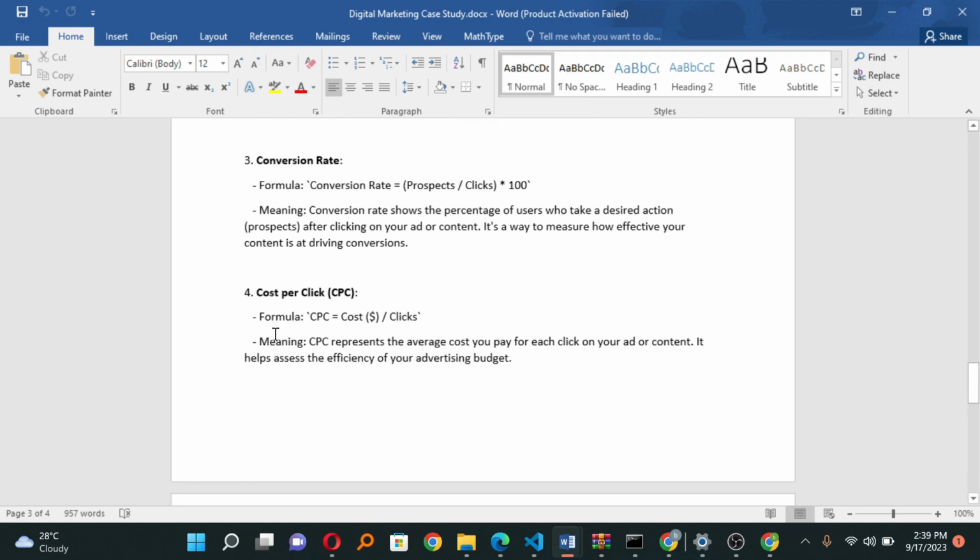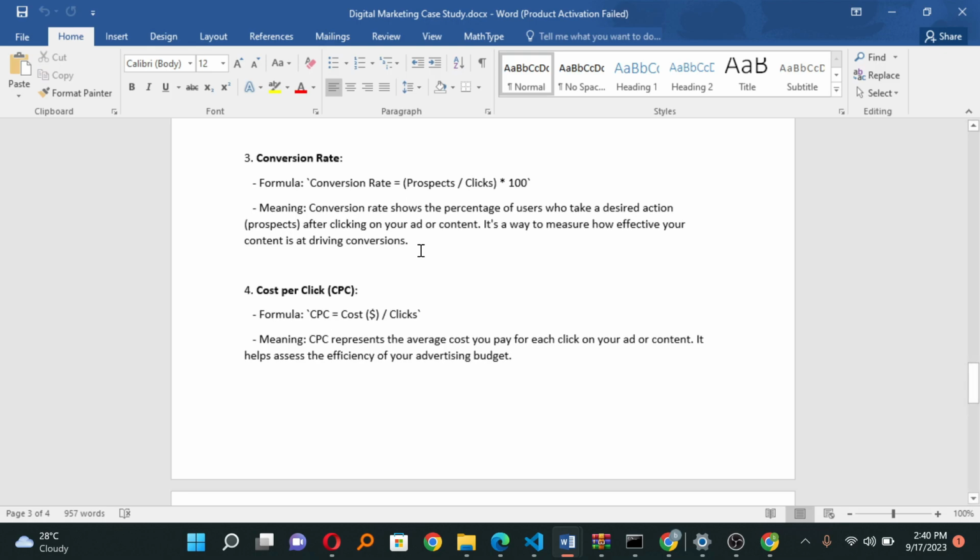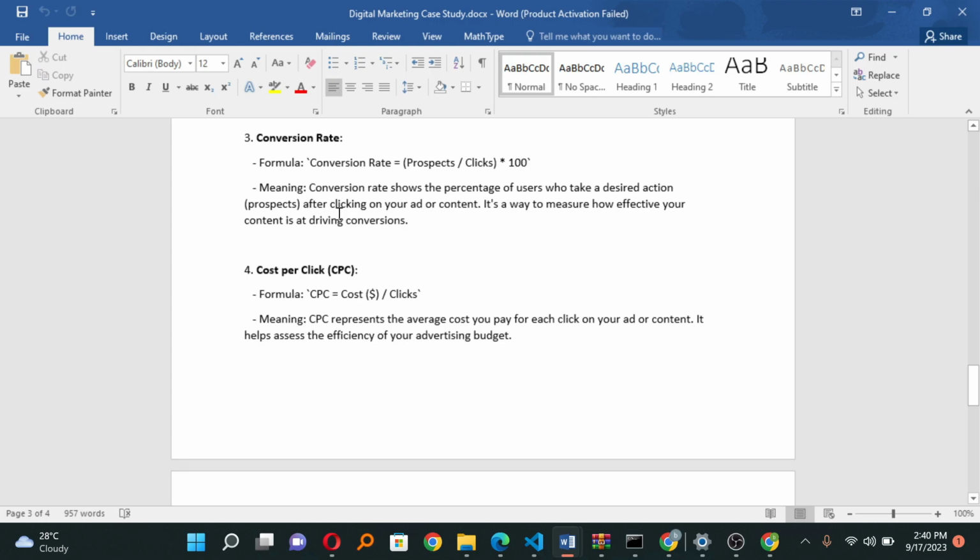Now we will see the conversion rate. The conversion rate formula is prospects divided by click into 100. It shows the percentage of users who take a desired action after clicking on your ad or content. It measures how effective our content is at driving conversions. So this is our conversion rate.